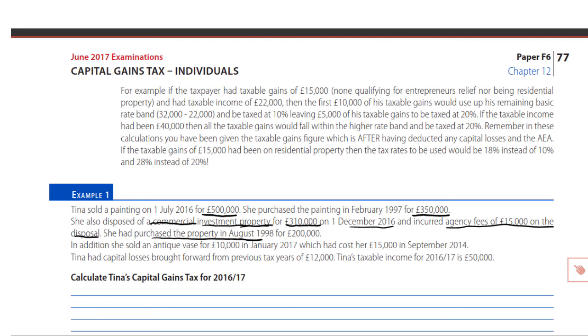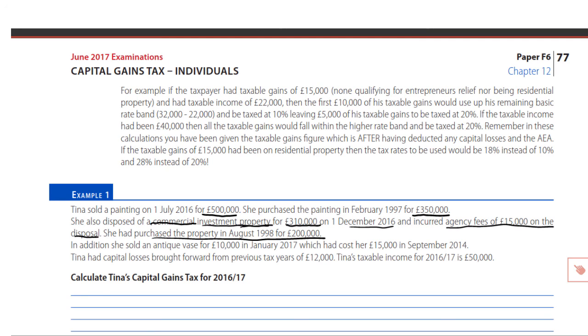She purchased the property in August 98 for £200,000. There's just one figure of cost. Again, watch out for both original cost and any further later enhancement expenditure that may have been incurred. But here's just the one figure. So again, it should be a simple answer for you to put together now.